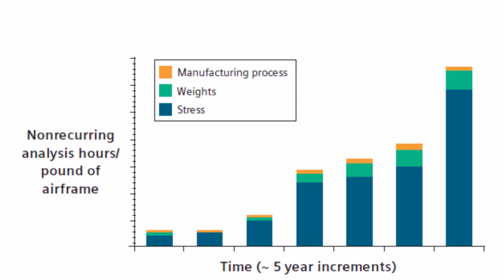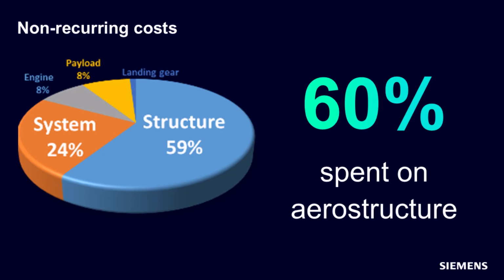Moreover, increasing material and design complexity drives an increase in structural analysis demand. Knowing that 60% of the non-recurring costs of a commercial aircraft is spent on the structure means that any improvement in the structure analysis process will have a key impact on reducing delays and cost overruns.